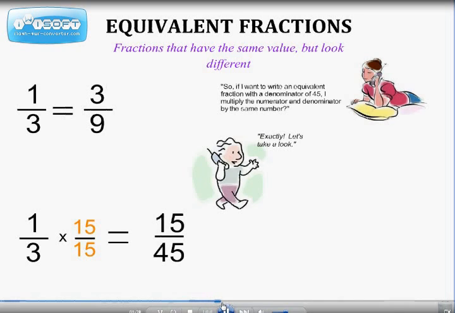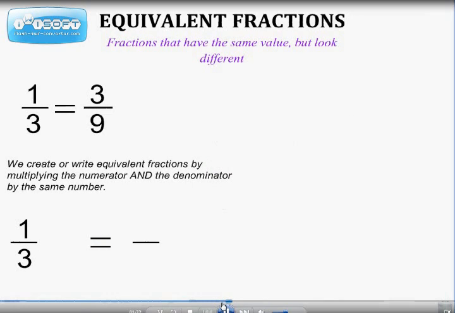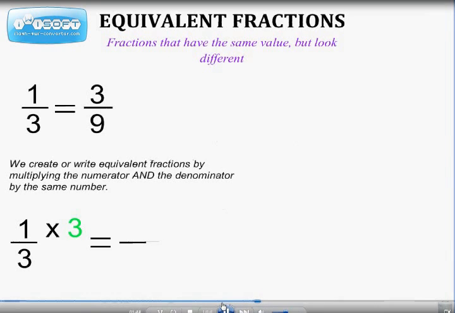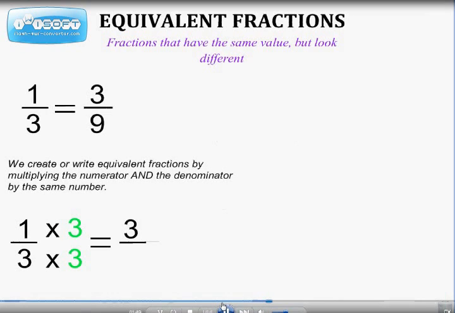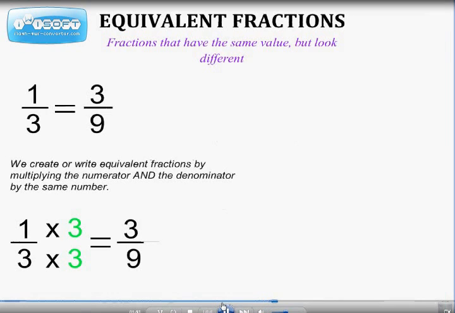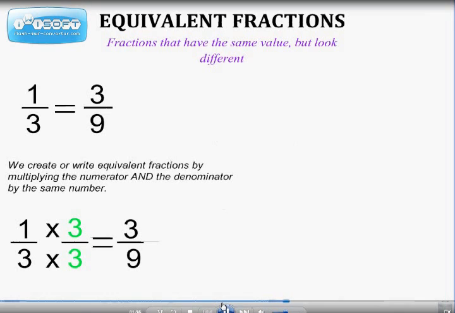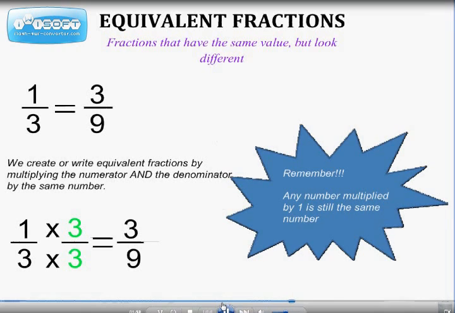We can do that with any fraction. Let's go back to our previous example. 1/3 is equal to 3/9. We create or write equivalent fractions by multiplying the numerator and the denominator by the same number. So 1/3, what I'm going to do to get 3/9 is multiply the numerator by 3. 1 times 3 is equivalent to 3. 3 times 3 is equivalent to 9. If I put a fraction bar between my 3's, I have the number 1. Because remember, any number multiplied by 1 is still the same number.